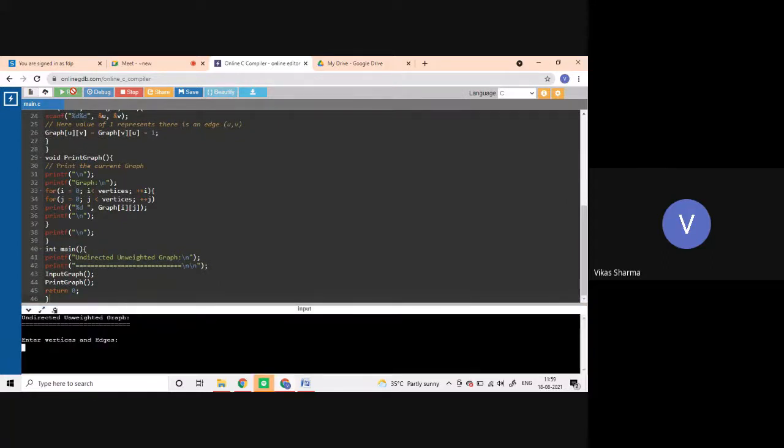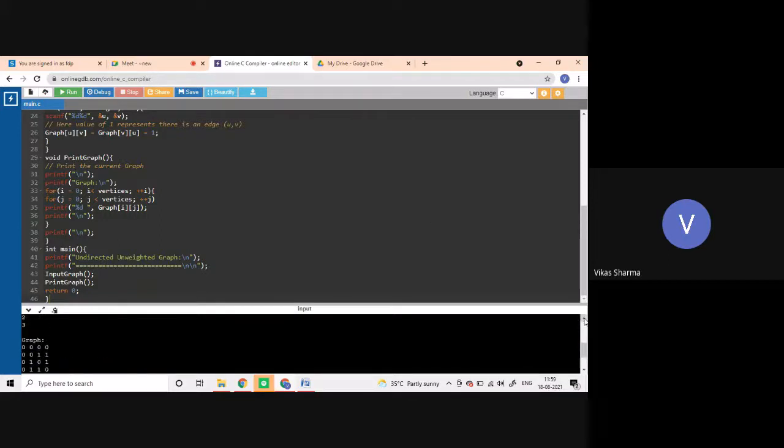So we get the prompt from the compiler, enter vertices and edges. We are providing 4 and 3 as vertices and edges. Now the compiler is asking, enter u and v. The values of u and v we are entering here. Random values we are giving, like 1 2, 2 3, and 1 3.